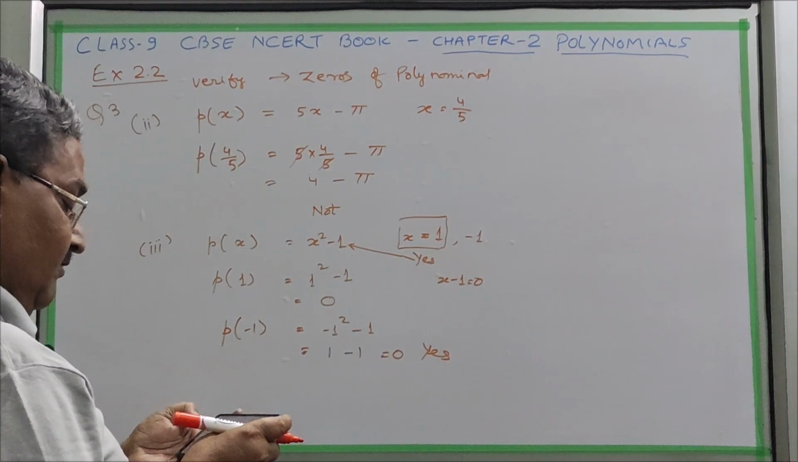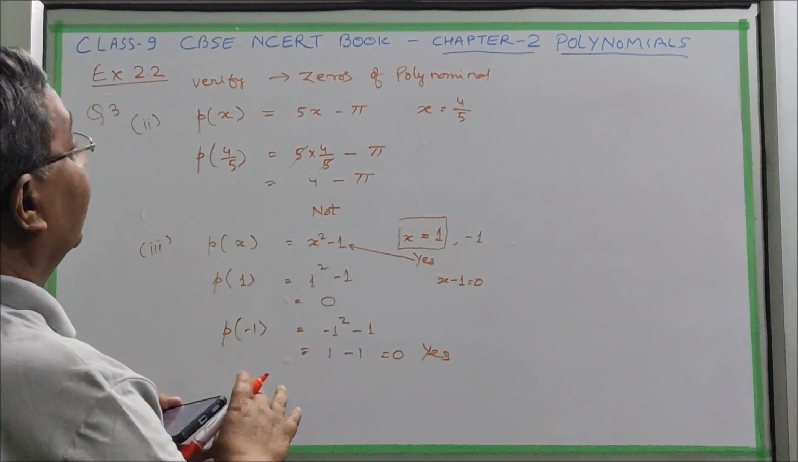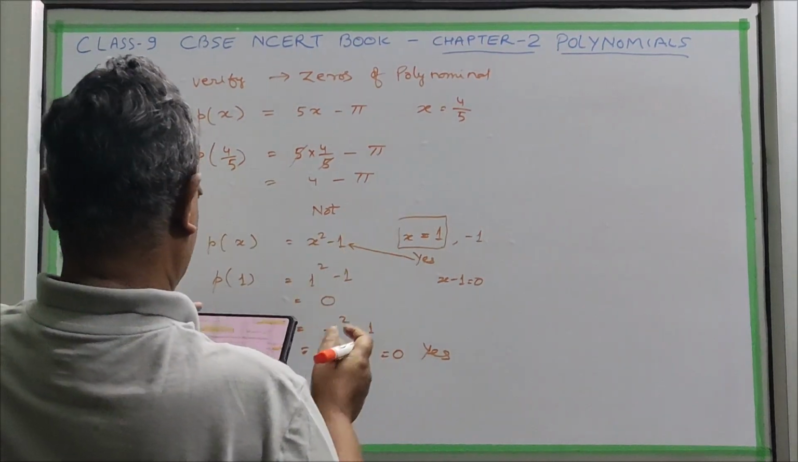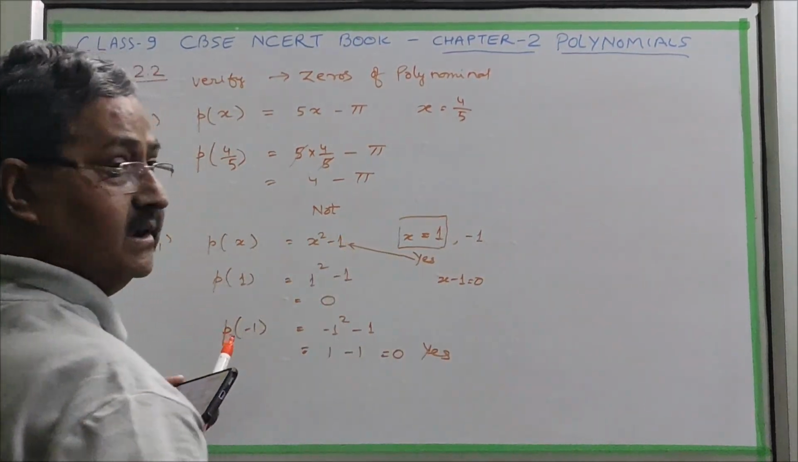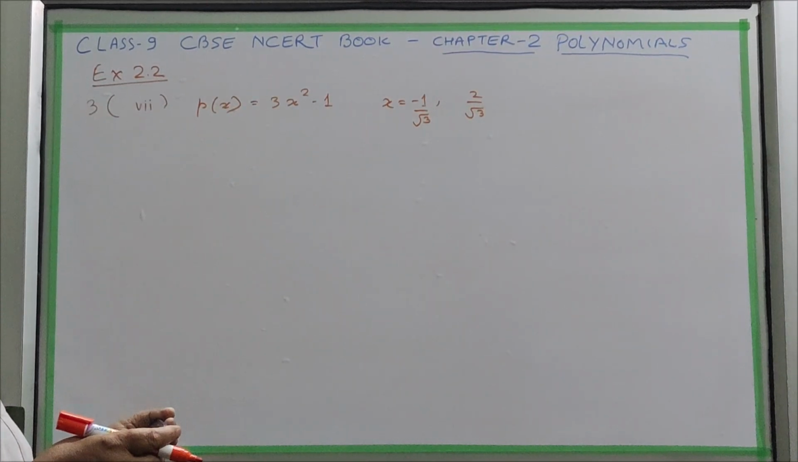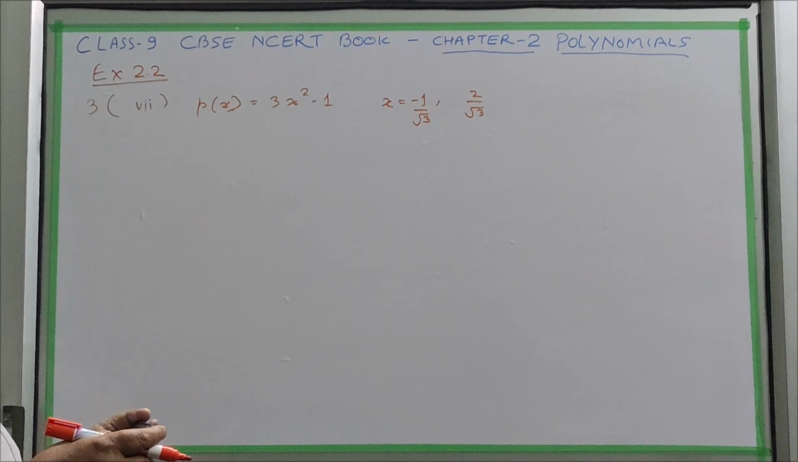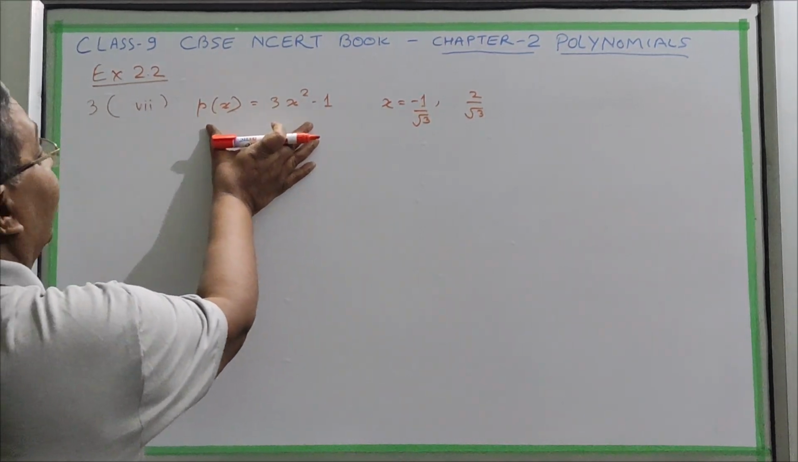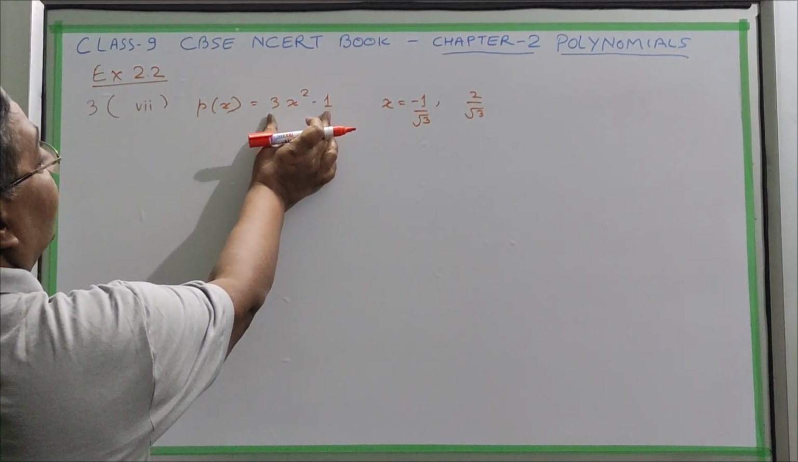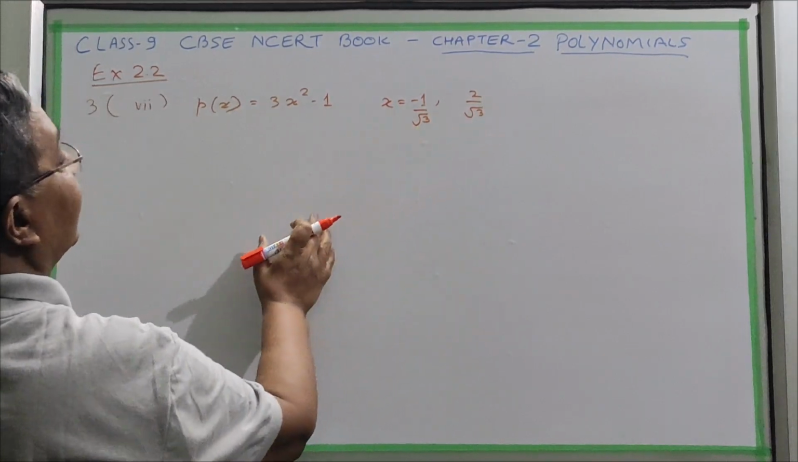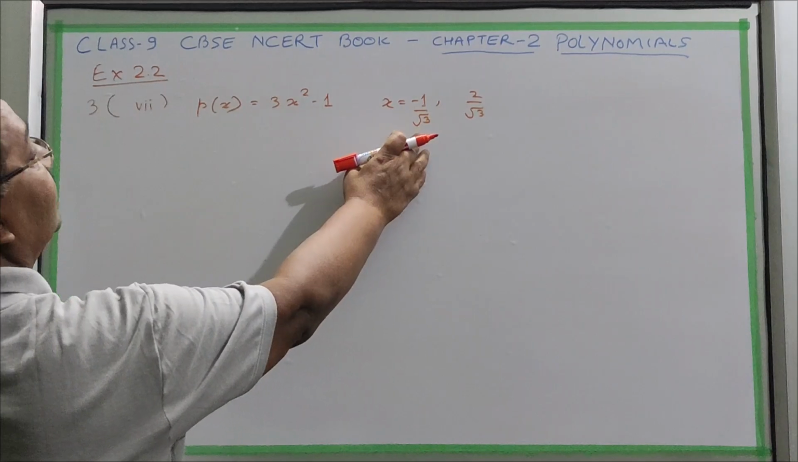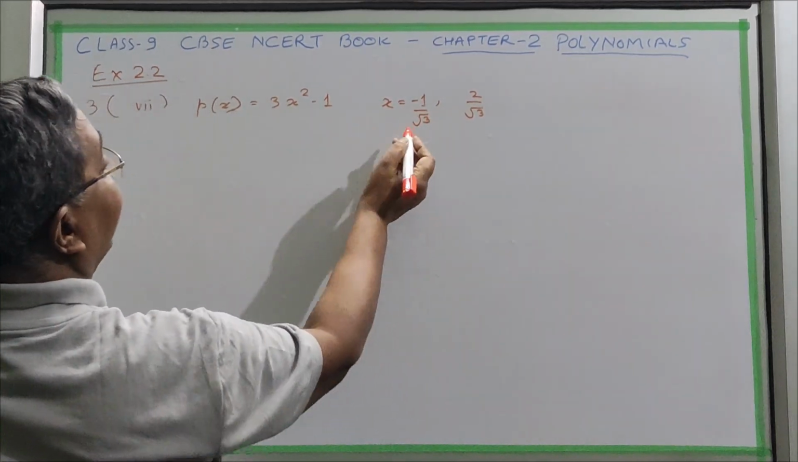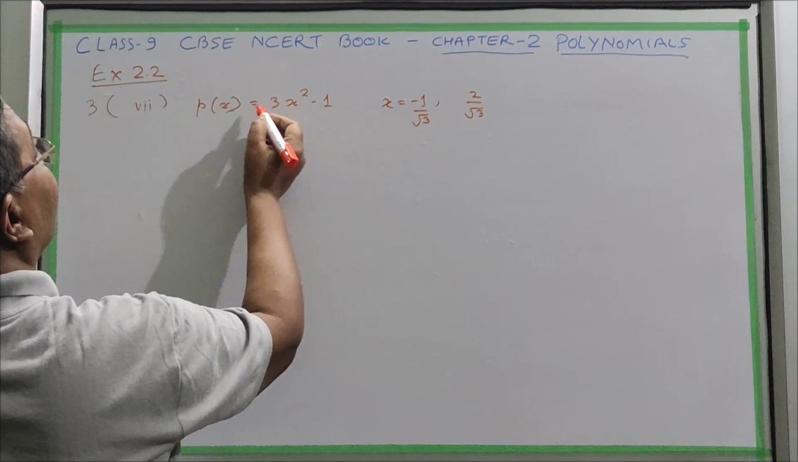Now one more we will take. Question number 7. Here this is the polynomial, and this is the value of x. We have to find whether these are zeros of the polynomial or not. So we will put this value here.